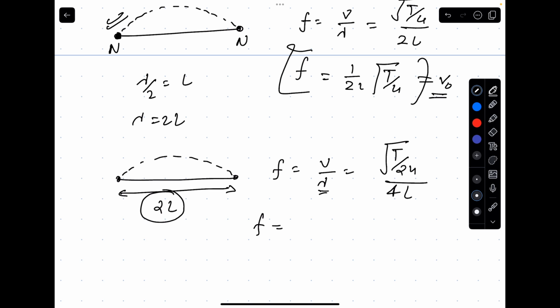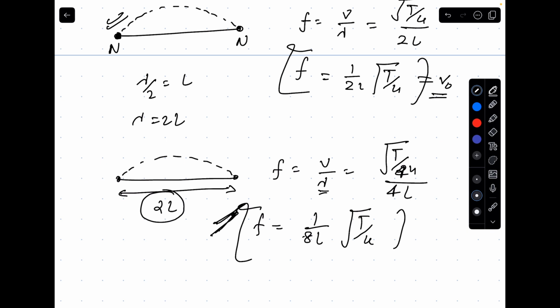So F is basically 1 by, okay, this was 4. So this is 8L root T by mu. This is our fundamental frequency of this one. Now to vibrate, I need to increase its frequency. I need to increase the number of nodes so that I can match the frequency, because any strings, if they are combined, they will have the same frequency, right?